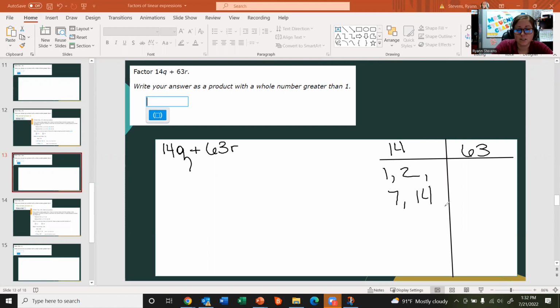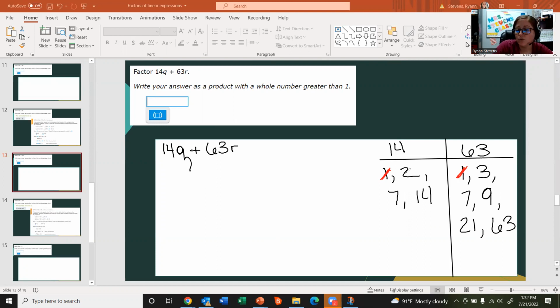And then we can move on to factors of 63. We could say 1 is a factor. We could say 3 times 21 would give us 63. 7 times 9 would give us 63. 9 times 7, and then 21 times 3, and then 63 times 1. So we're going to go through the same steps. We can't have a factor of 1. We want to have a factor greater than 1, so we're going to eliminate that.